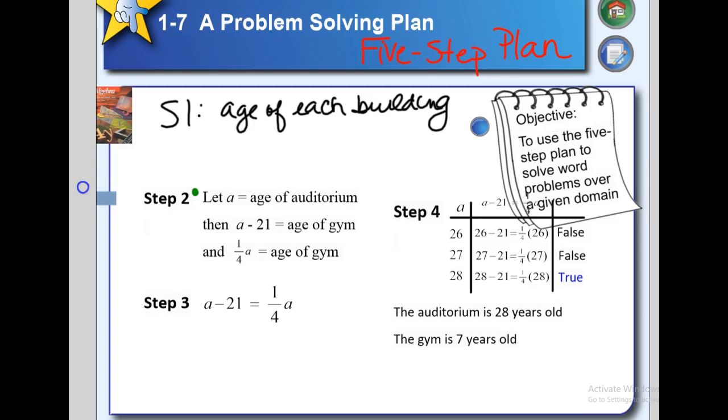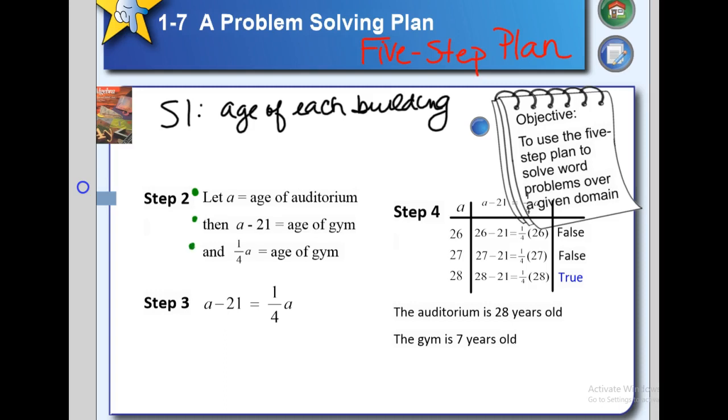Okay, we've got A minus 21. Because it's newer, we're going to subtract the age from the age of the auditorium, and that's going to give me the age of the gym. Now, did you notice something else there? The gym is also a quarter of the age of the auditorium.